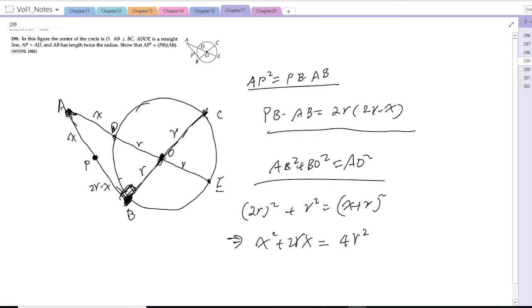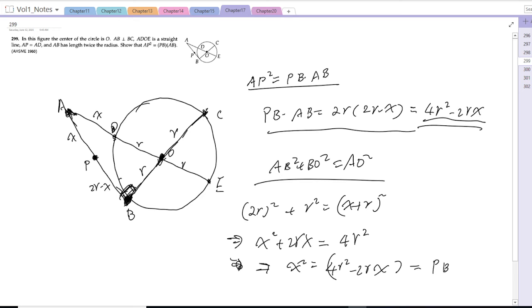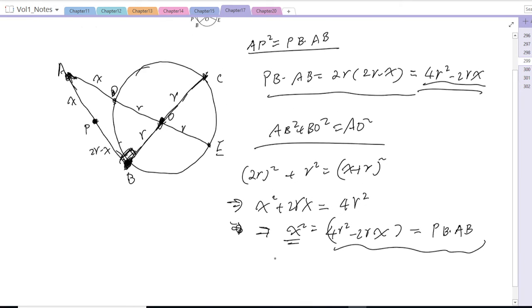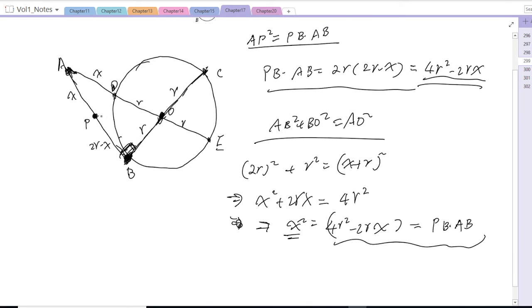Okay, so what's this? PB times AB. So this one is equal to 4R squared minus 2RX. Okay, so from here we can get X squared is equal to 4R squared minus 2RX, right? This side is equal to PB times AB. That's this one, right? What is the X squared? Is X squared equal to AP squared? Yes. See, X squared is equal to AP squared.